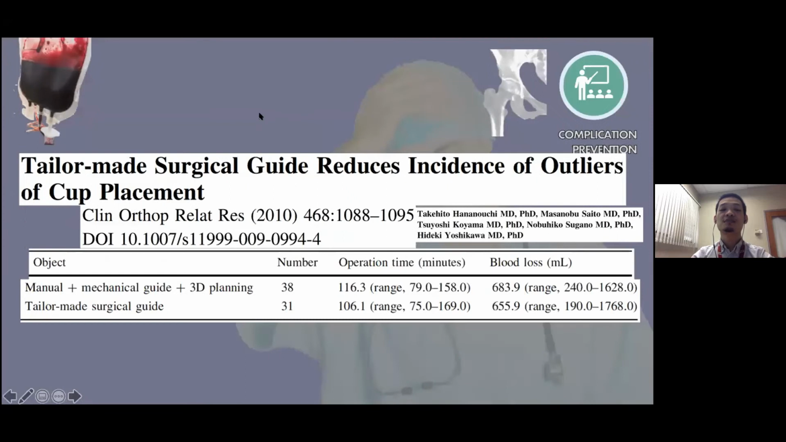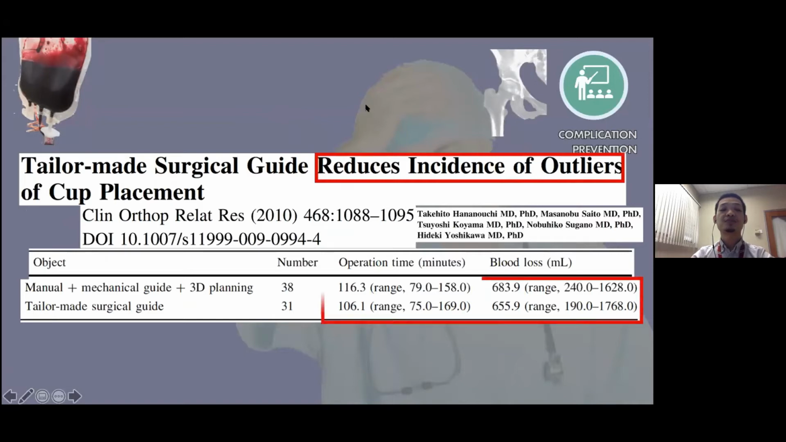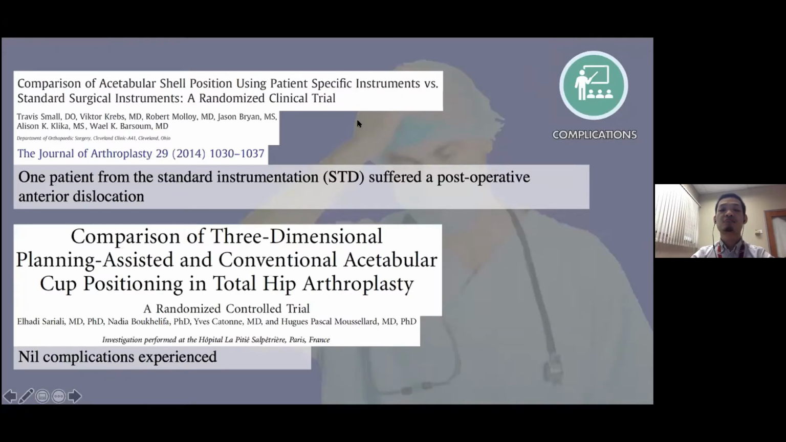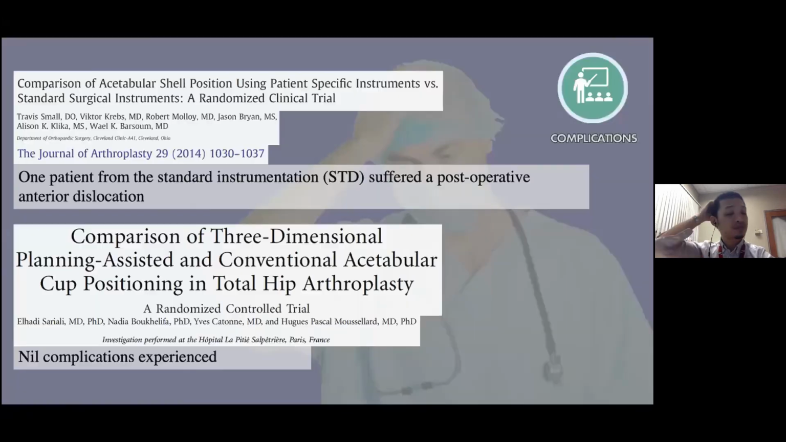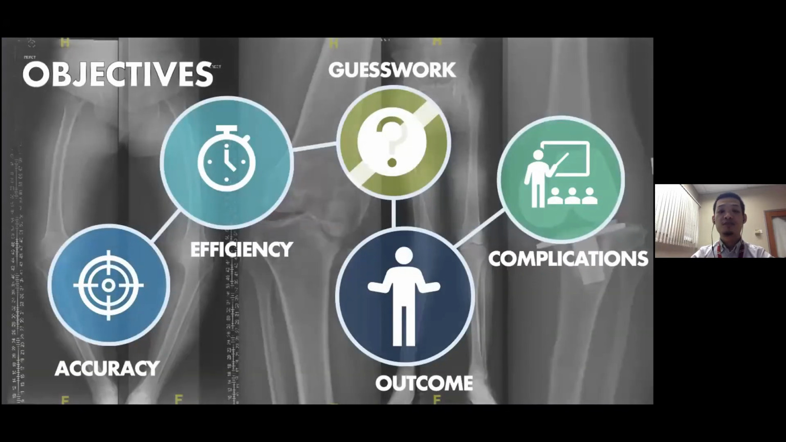This is also true in the hip, where using a surgical guide reduces the incidence of outliers, and also reduces the operating time, which also means a reduced amount of bleeding. When we get outliers in hips, one of the complications is that the patient gets dislocation. This was shown in these two studies, where one patient actually suffered a post-operative dislocation from standard instrumentation. Okay, so that's basically the literature review.